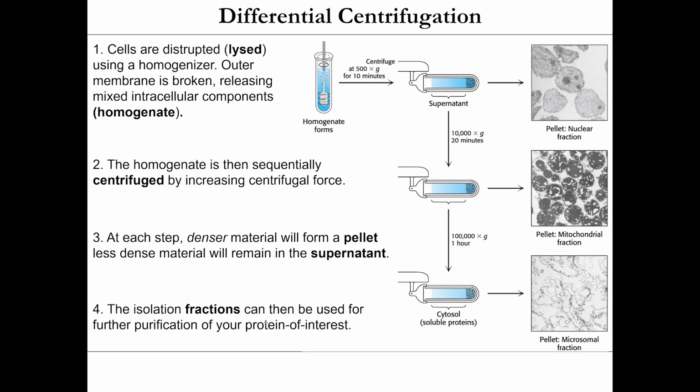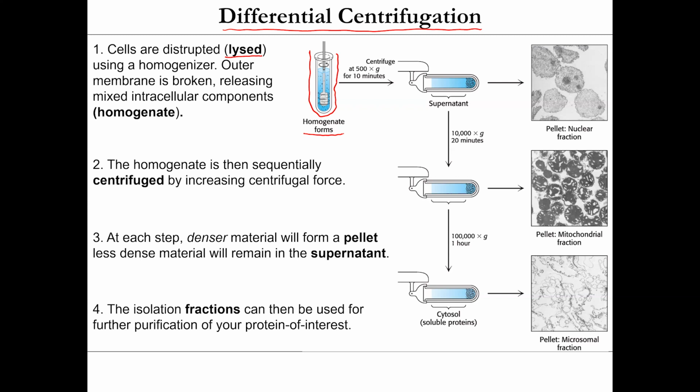So the first step in purifying a protein, or getting it away from all the other material and other proteins within the cell, is we use differential centrifugation. Cells are first disrupted or lysed, so you break open the cells using something called a homogenizer. You would use this to break up the cells and get all the material, all the liquid in there, homogeneous. That's why it's called a homogenizer. So the outer membrane is broken, which releases the mixed intracellular components.